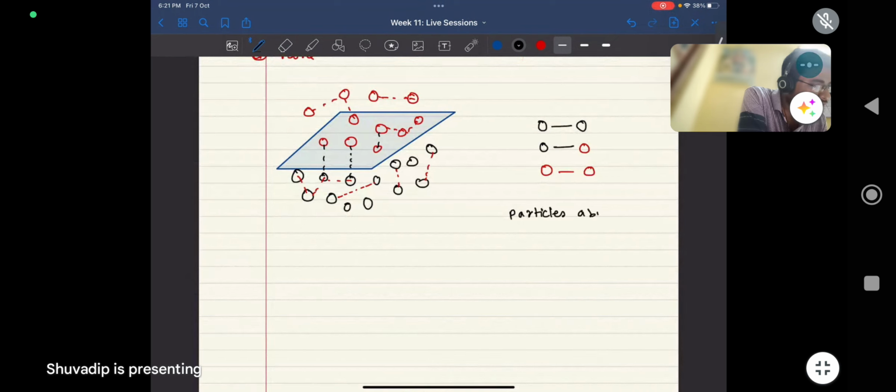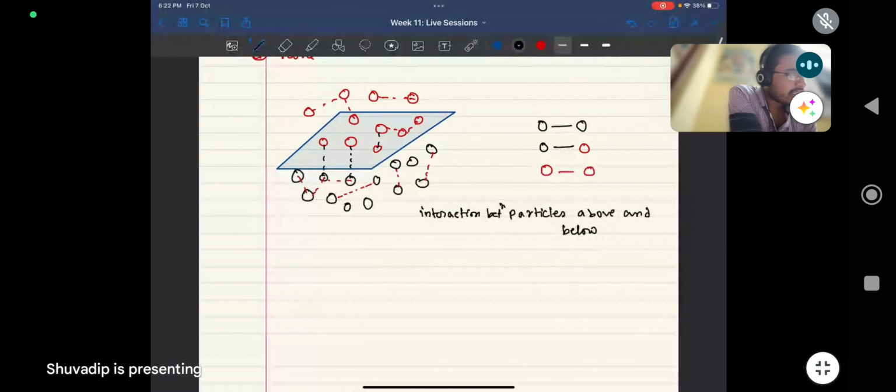above and below. Interaction between, yeah. So when we calculated the stress, we have made two major assumptions here.